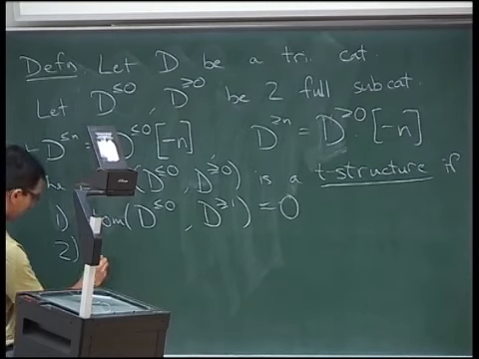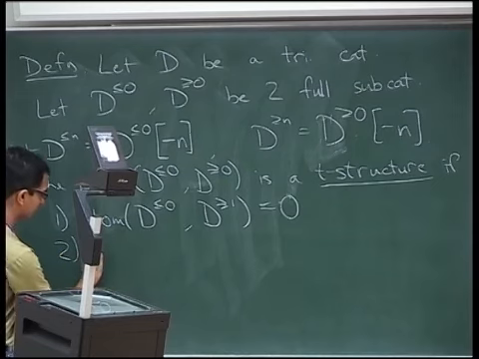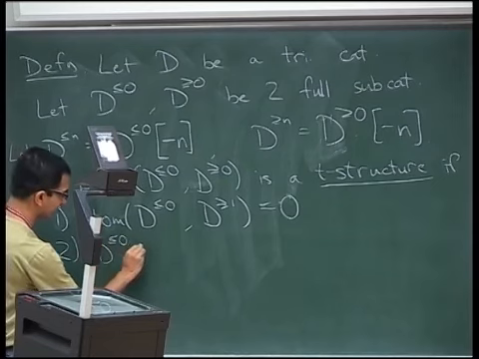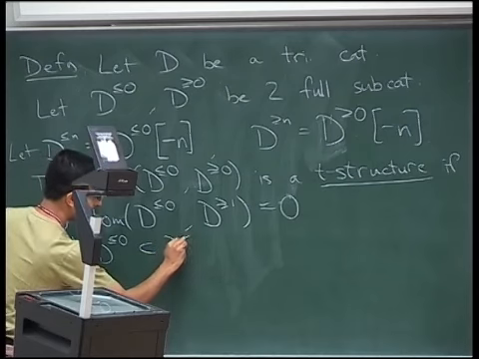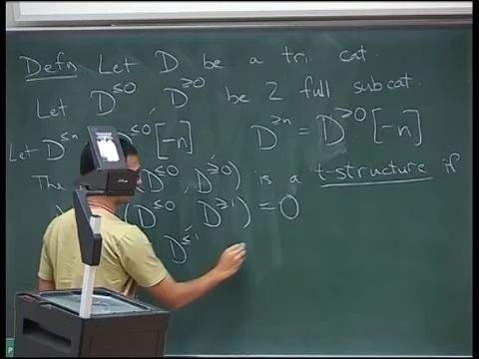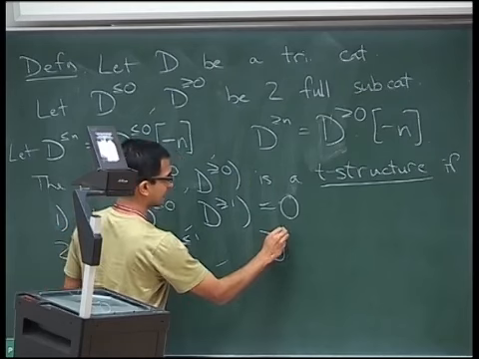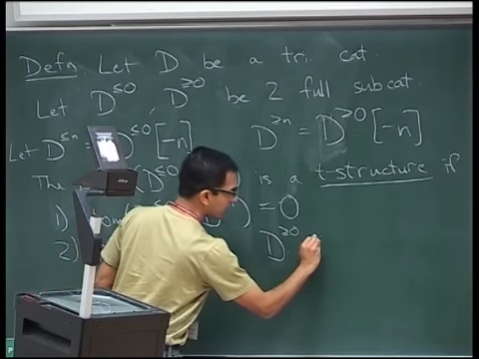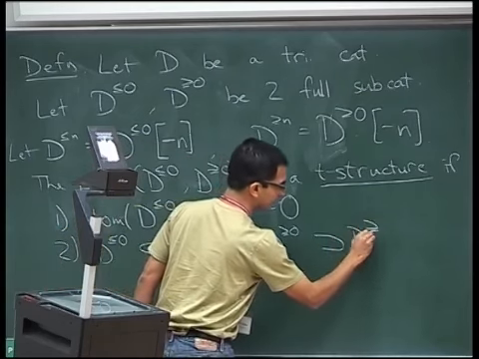Second is some containment properties. So D less than or equal to 0 should be contained in D less than or equal to 1. And then for the greater than categories, the containment goes the other way. So D greater than or equal to 0 should contain D greater than or equal to 1.